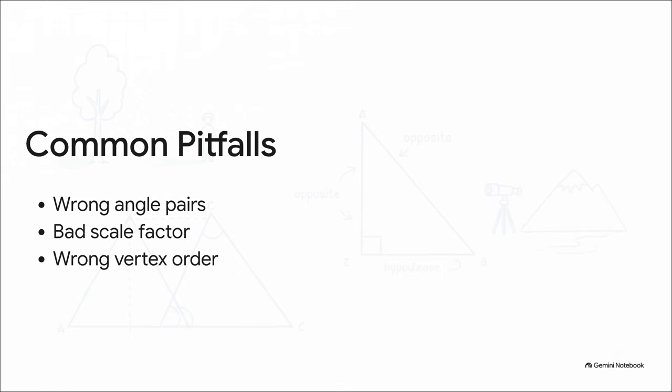First, do not mistakenly compare non-corresponding angles. You absolutely must ensure you're comparing the exact corresponding pairs between similar triangles. Second, be extra careful not to incorrectly apply the scale factor when you're dealing with dilations. And finally, failing to list the vertices of similar triangles in the correct order is a major trap. Listing vertices in order is absolutely essential for correctly identifying those proportional sides we rely on for our trig ratios.